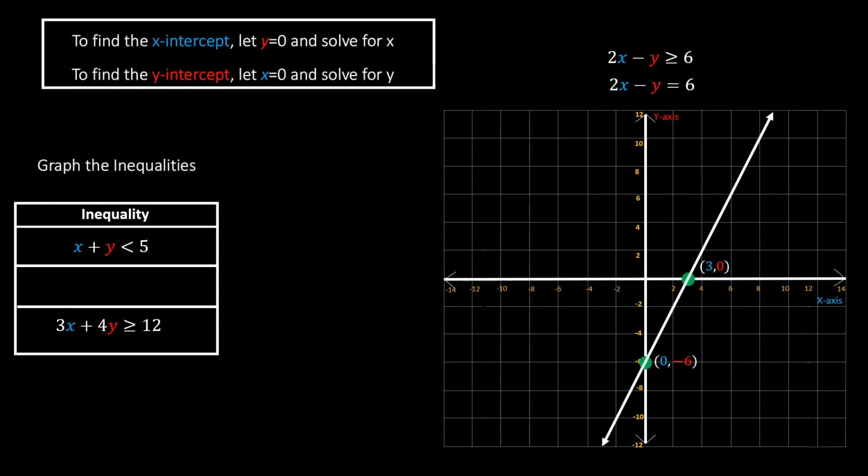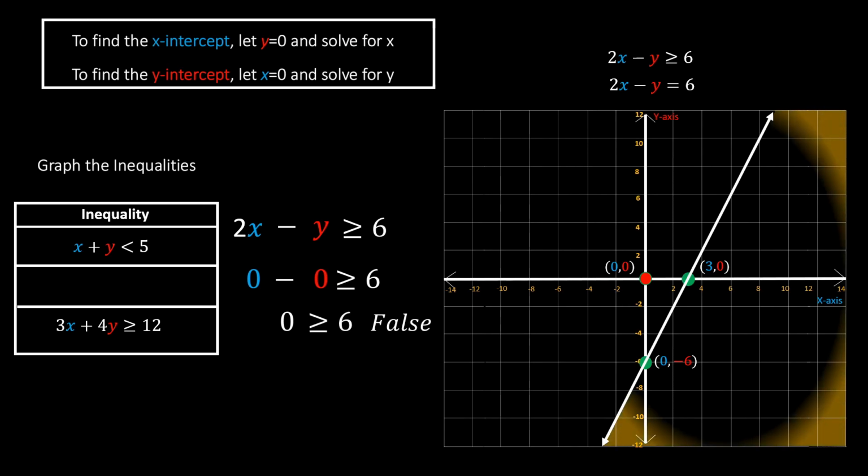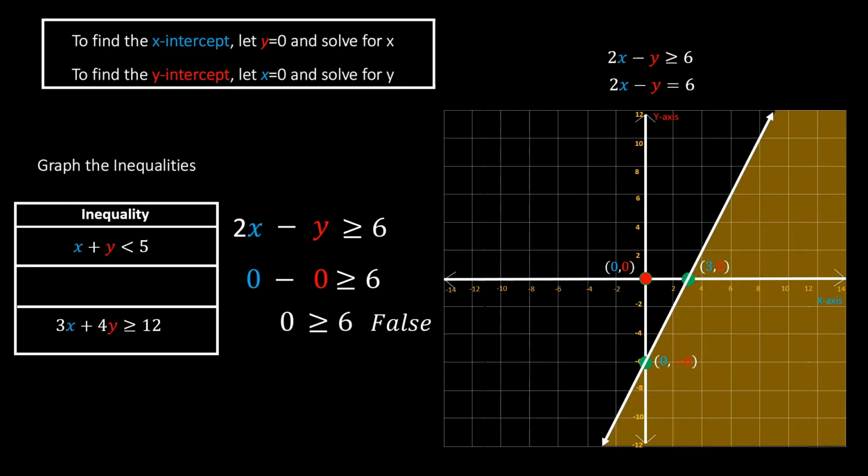Now choose a test point. I'll choose the origin for simplicity, (0, 0). If we substitute (0, 0) into the inequality, we get 0 minus 0 is greater than or equal to 6, or 0 is greater than or equal to 6. This is a false statement. This means we can shade the half plane that does not contain the origin, just like this.